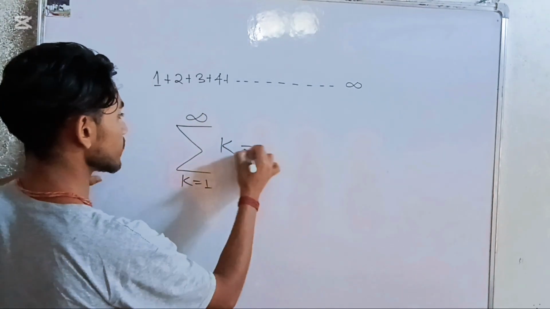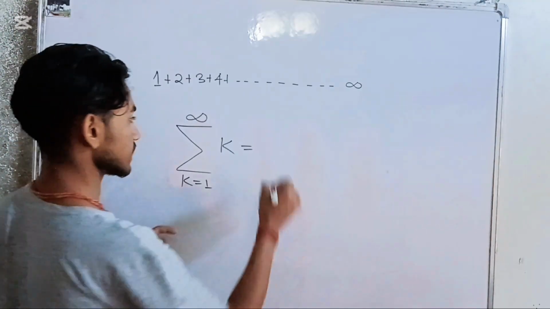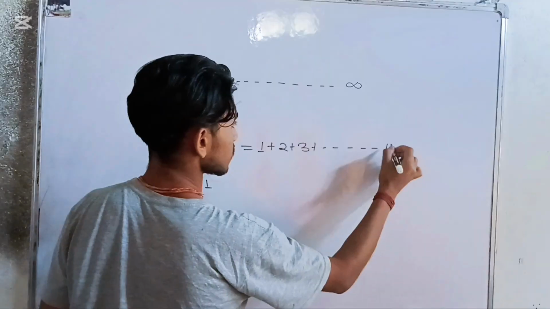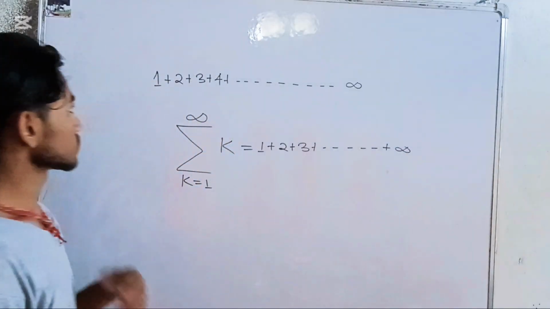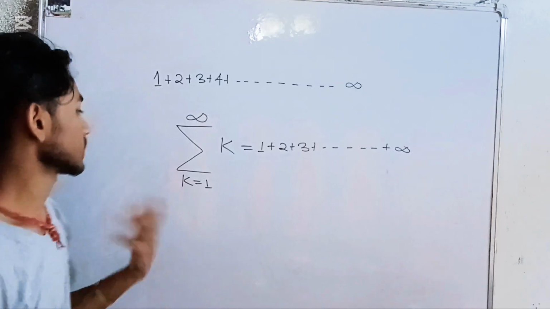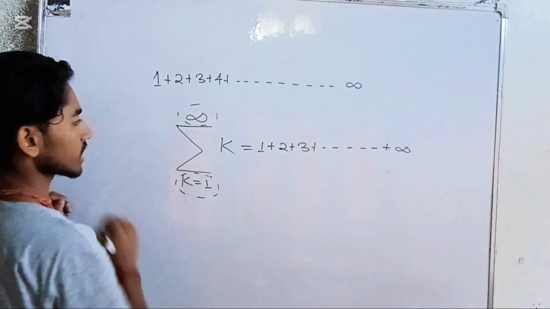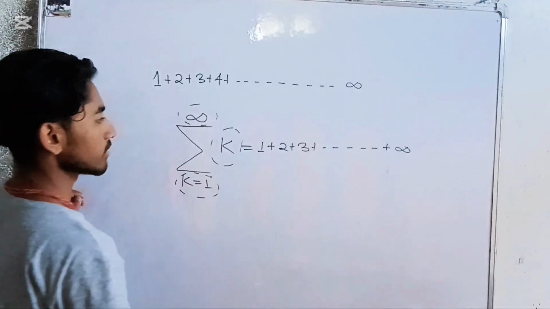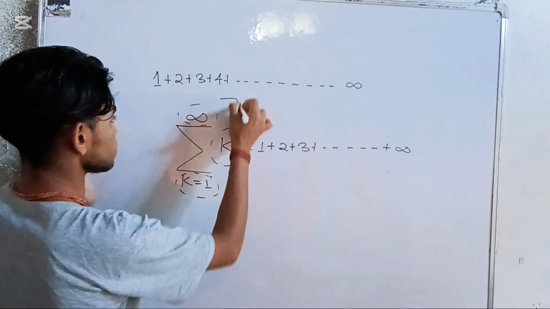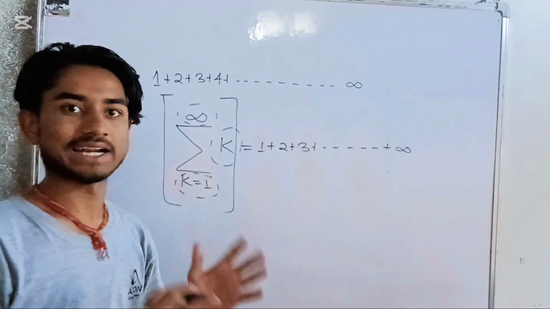If you want to open it, you can do the same method that we did in the previous example, that is 1 plus 2 plus 3 plus so on up to infinity. So this is the idea behind writing the summation form. First you identify your lower limit and upper limit, and you add a new variable, and the whole equation can be replaced with this much expression. So this is another way of writing summation.